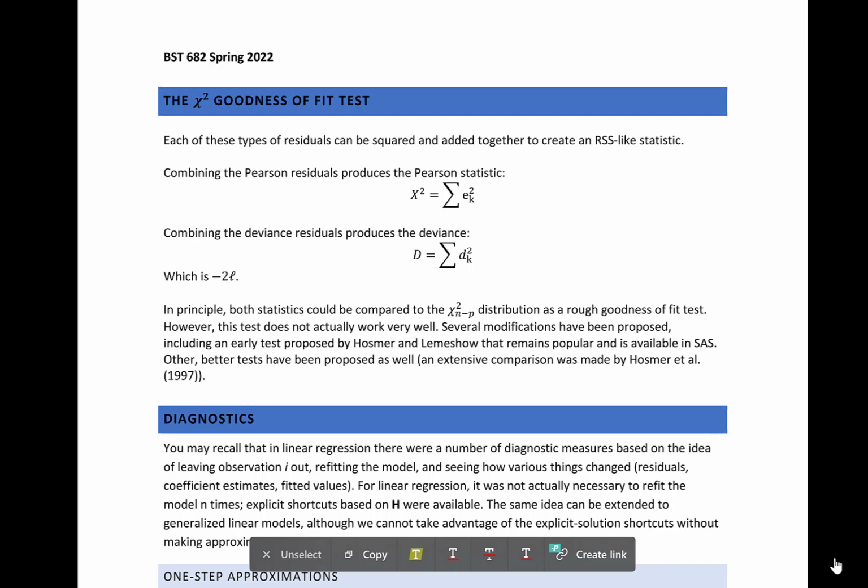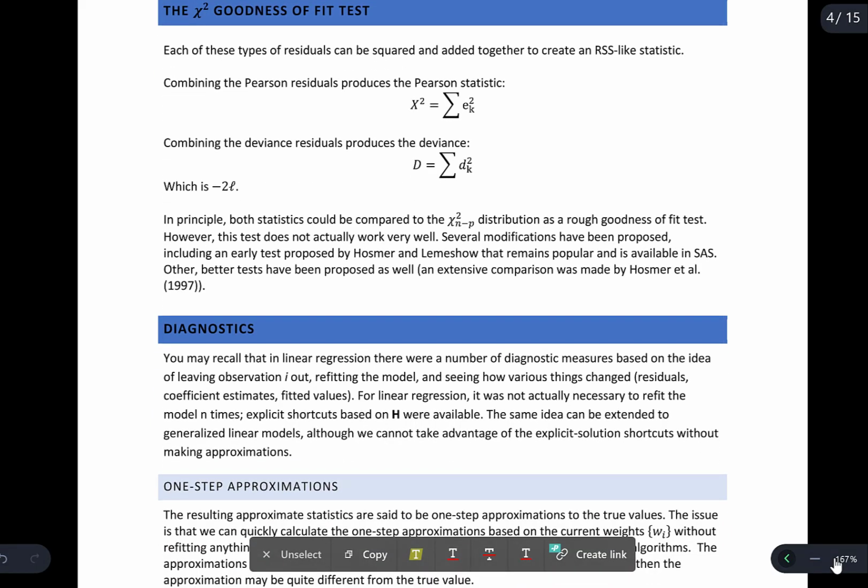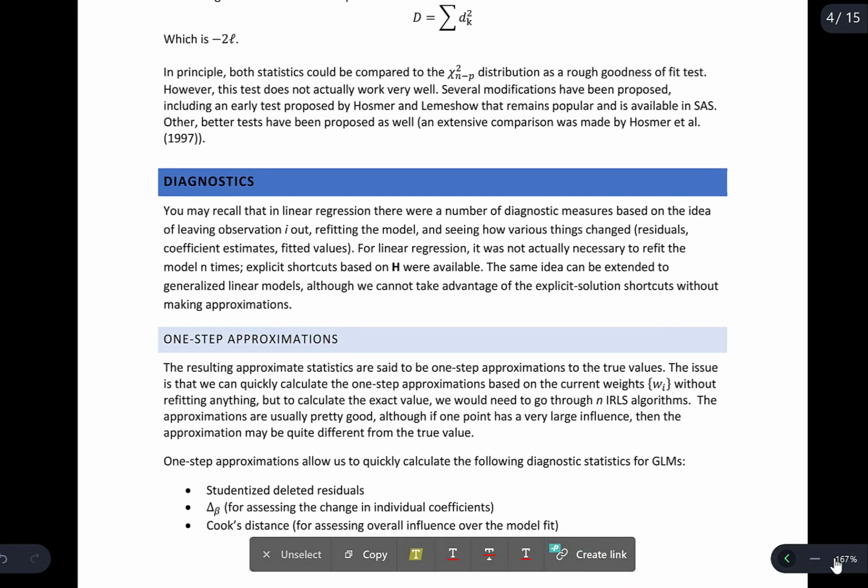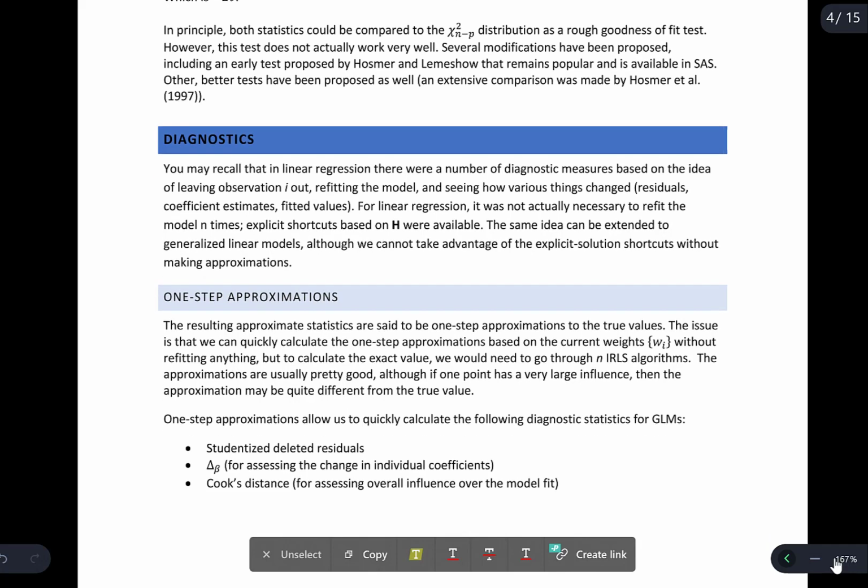So several modifications have been proposed, including an early test proposed by Hosmer and Lemeshow that remains popular and is available in SAS. Other better tests have been proposed as well. And so next we'll talk a little bit about some diagnostics.